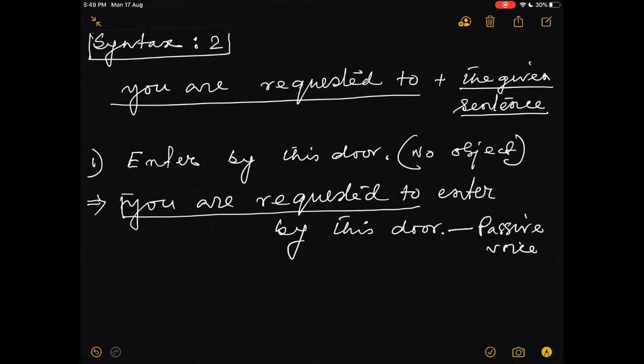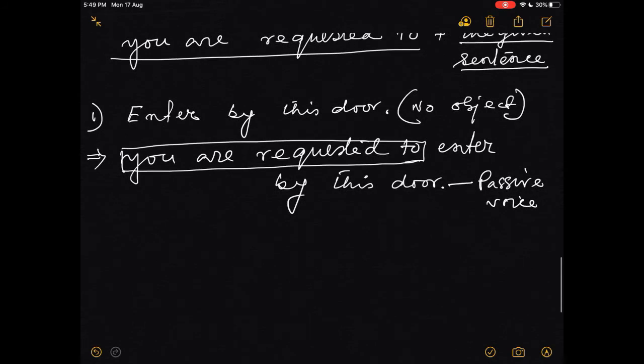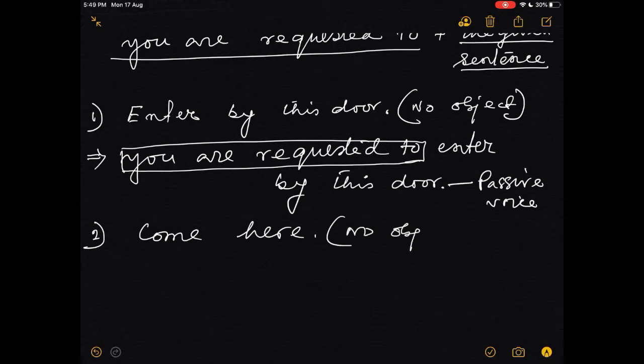You are requested to, this format is used for the sentence that has no object like this. And where there is an object in the sentence, don't use this syntax. Take the second sentence, that is, come here. Imperative sentence but no object. For this we will use the second syntax.